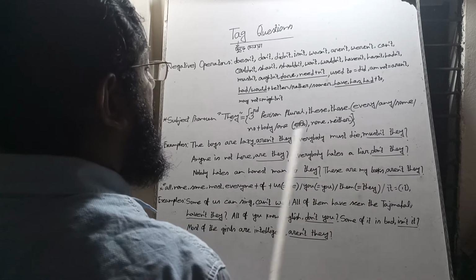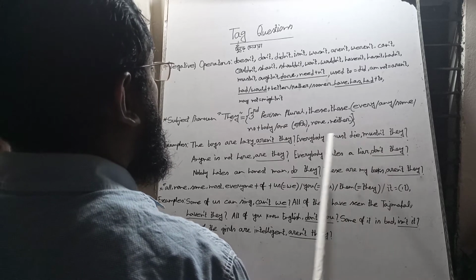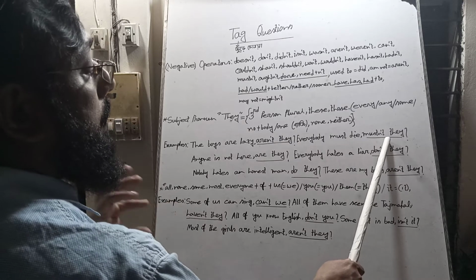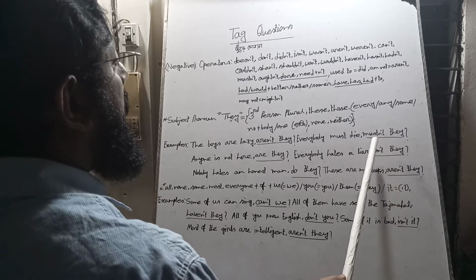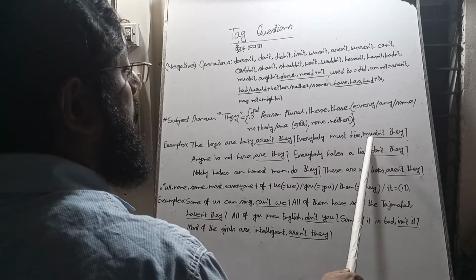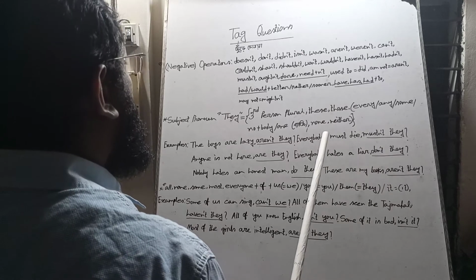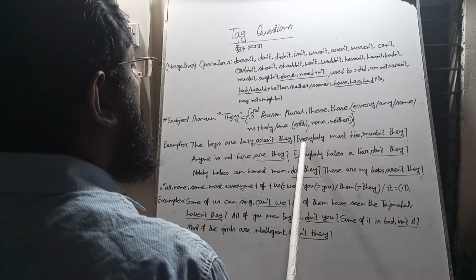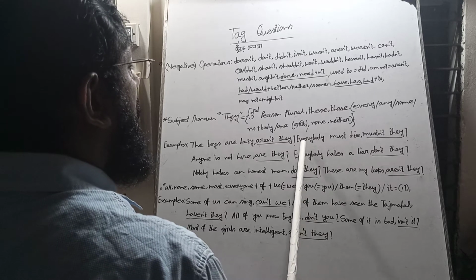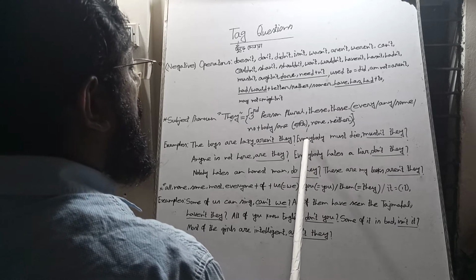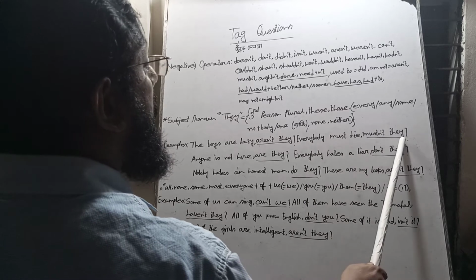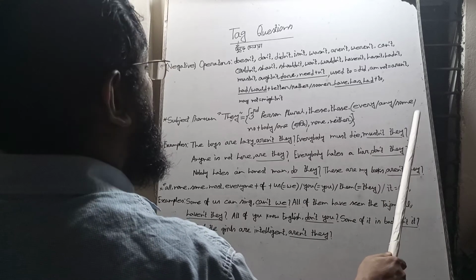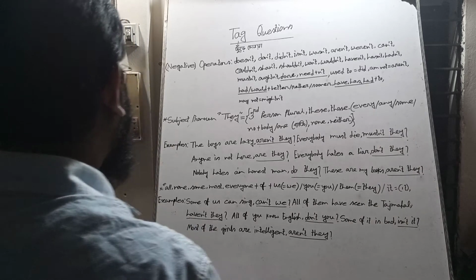Everybody must die. We take must and the sentence is affirmative, so the tag question will be negative. We bring not as contracted form, mustn't, must. And for everybody we use, instead of everybody, the pronoun they. And at last we use a note of interrogation.